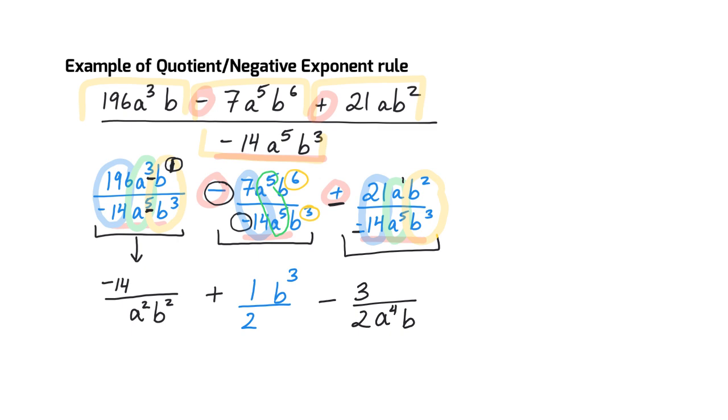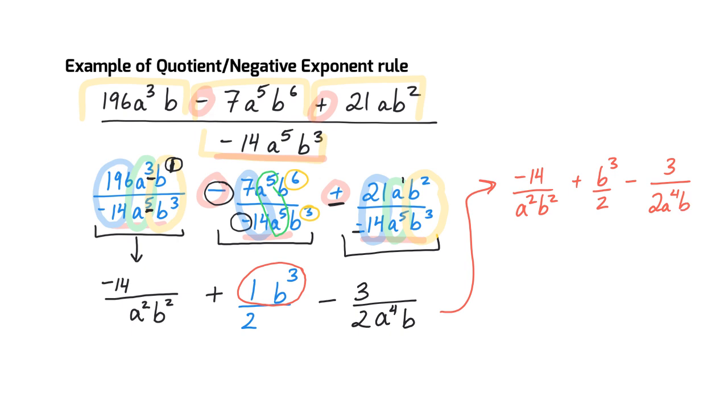And I'm going to rewrite this to make it look a little bit neater. And also 1 times B cubed is just B cubed. So I'm going to write my final answer here on the side. Make it look a little bit nicer. This is going to be negative 14 over A squared B squared plus B cubed over 2 minus 3 over 2A to the 4th B. And that is the simplified version of this question.